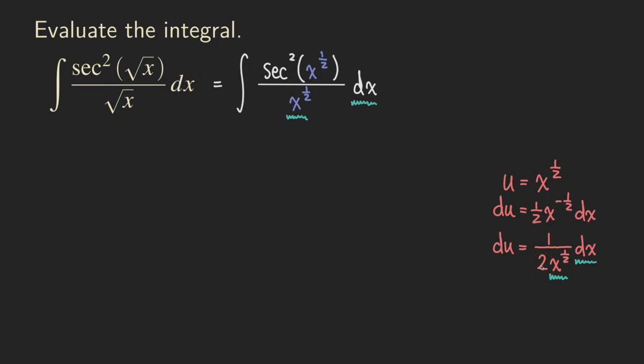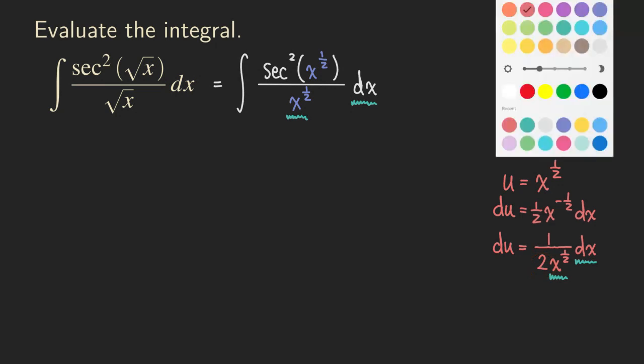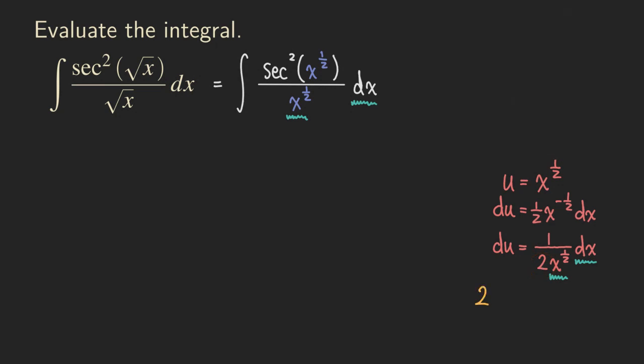And so we're going to get the 2. Okay, so the 2 is right there. And then we have the du, and then we have 1 over x to the 1/2, and then dx. Okay, so all this stuff right here is just this x to the 1/2 and then the dx. So that dx and the x to the 1/2 at the bottom can all be replaced by 2 times du.